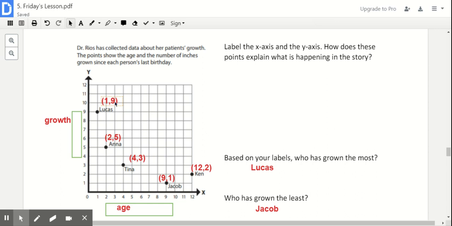If we look at who has grown the least, we still look at that y axis, and then we are looking at the lowest number for that y in the ordered pair, which leads us to Jacob, who has grown the least, being 9 and then growing 1 inch.